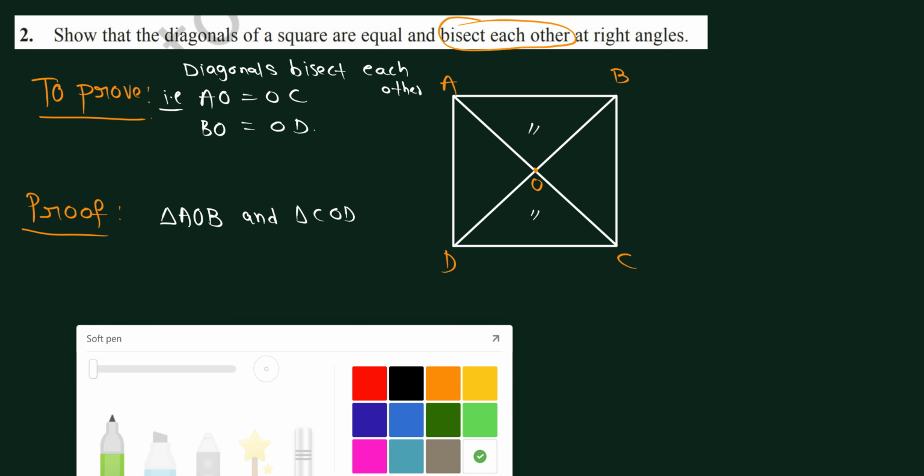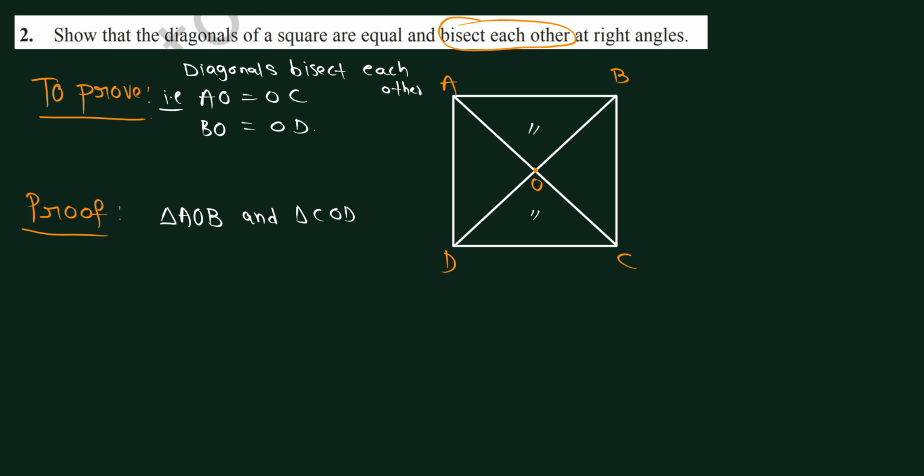To prove this, first you see that in a square all sides are equal. What are the sides we have here in the square? In triangle AOB, AB is there. In COD, CD is there. So can I write this, AB equal to CD? Yes or no? AB is equal to CD. In the given you can write the sides of the square, no problem. AB equal to CD, sides of square.